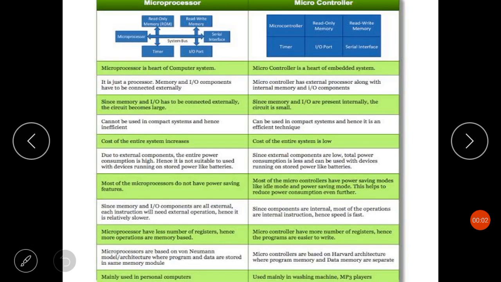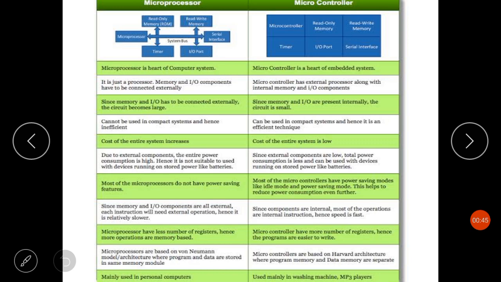Hello students. In this lecture I'll list out all the major differences between microprocessor and microcontroller. In the previous lectures I discussed what a microcontroller is. I gave you a brief definition, what an embedded system is, and the different types of microcontrollers, that is, how you can classify microcontrollers based on certain terms. Now in this lecture I will be listing out all the major differences between microprocessor and microcontroller.